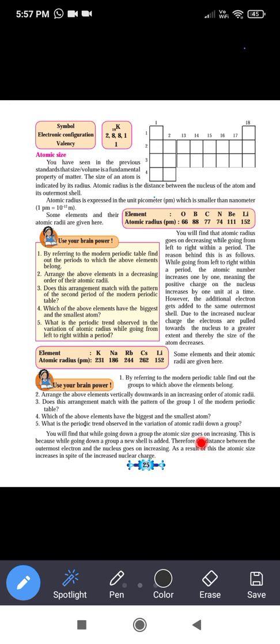क्या हमने देखा कि जो एटॉमिक साइज क्या होता है, इंक्रीज होता है. दिस इज बिकॉज while going down a group a new shell is added. ये क्यों होता है? बिकॉज न्यू शेल्स क्या होता है, ऐड होता है. Therefore, the distance between the outermost electron and the nucleus goes on increasing. As a result of this, atomic size increases in spite of increased nuclear charge.